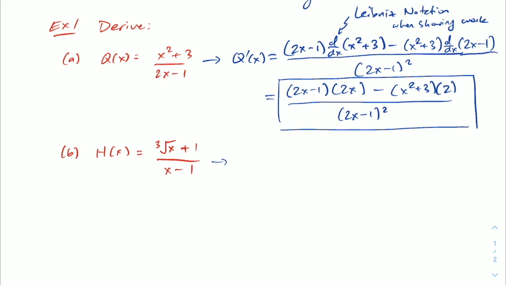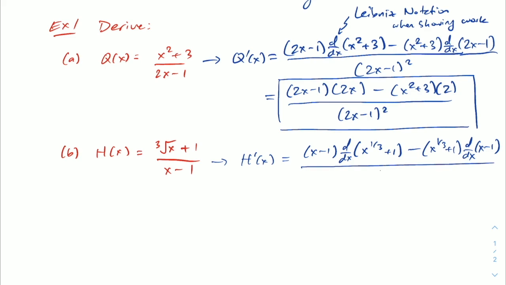The derivative of h of x is going to be low d high. Low is x minus 1. Derivative of the high. I'm going to rewrite the f of x, the numerator, as x to the 1/3 plus 1. Not taking a derivative, just rewriting it. So in the next step, when I take the derivative, I can use the power rule. And then minus high, x to the 1/3 plus 1, d low, derivative of x minus 1. And that's all over x minus 1 squared.